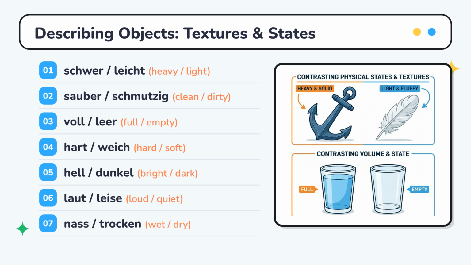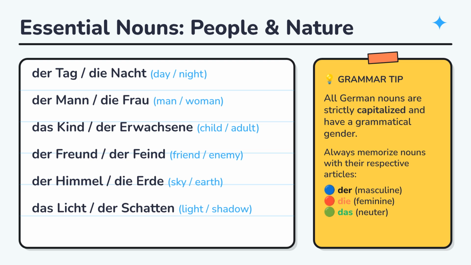Hell and dunkel, bright and dark. Laut and leise, loud and quiet. And nass versus trocken, wet and dry. When learning German nouns, your ears need to train for the gender articles. Always learn them as a package deal.